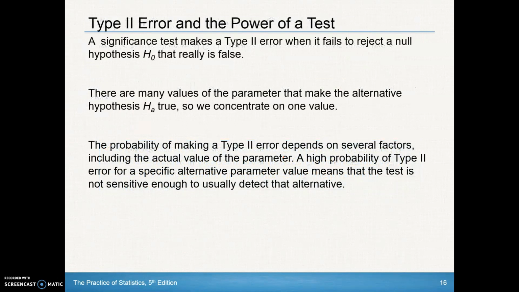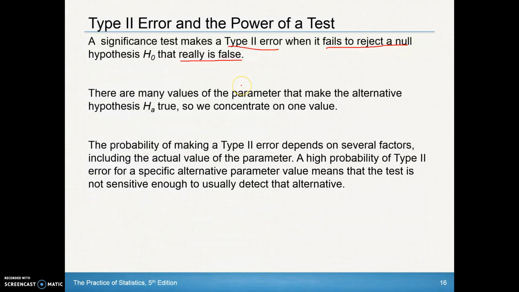All right. Let's take a look at type 1 and type 2 error and what's called the power of a test. So what you're going to want to remember back from our definitions in section 1, a type 2 error is when you fail to reject a null when it really is false. Okay, so remember, type 2 error, failing to reject when it's false.